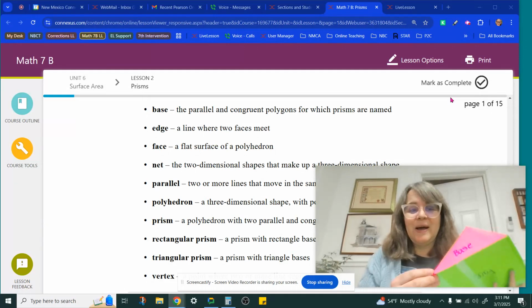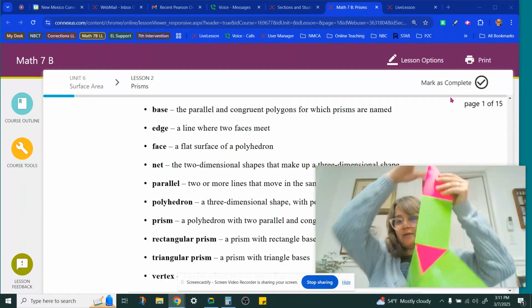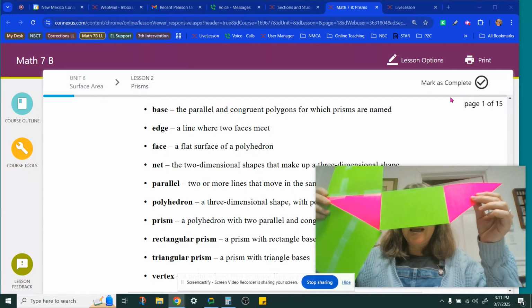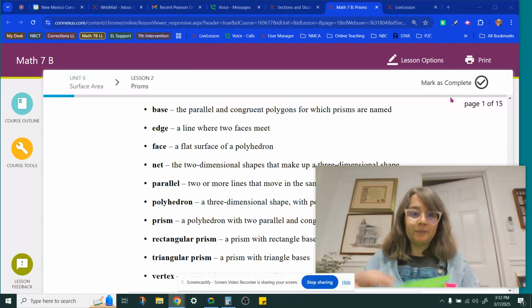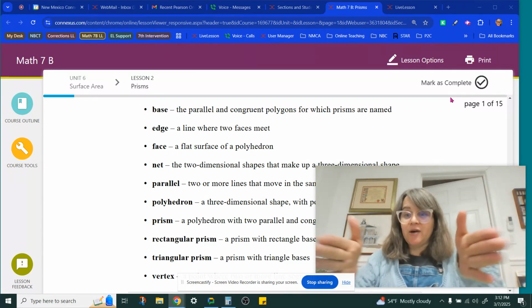All right. A net. This is the net, if you unfold it. Okay, that's a net. Parallel means never intersecting, like train tracks, parallel.